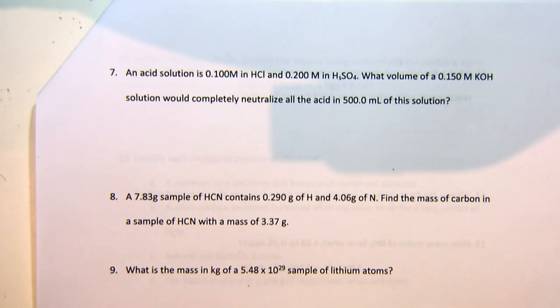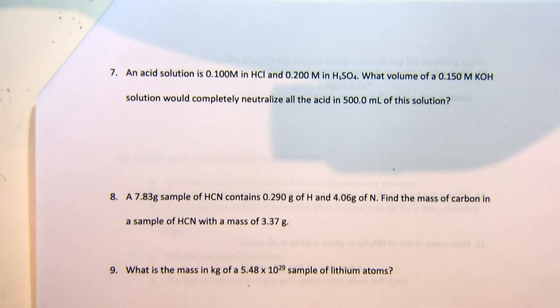Okay. So this question is asking: in an acid solution of 1 molar in HCl and 2 molar in sulfuric acid, what volume of 0.150 molar KOH solution will completely neutralize all the acid in 500 milliliters of this solution? So here we have to think about how many moles of acid we need to neutralize the moles of base.